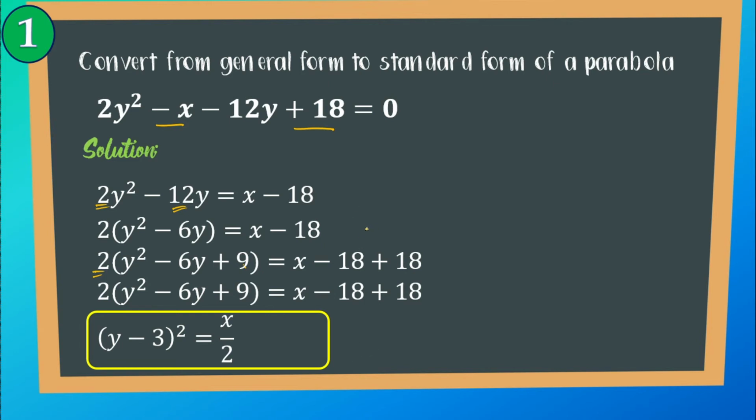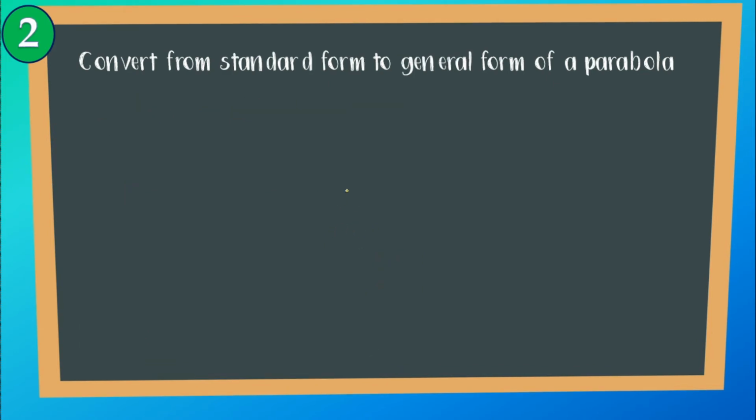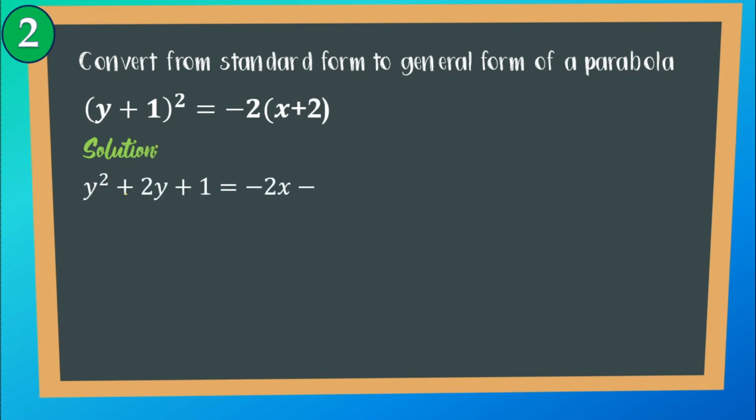Okay, so next, convert from standard form to general form of a parabola. So, galing naman standard form, gagawin natin into general form. Medyo madali lang to kasi we're just going to expand the equation. For example, (y plus 1) squared equals negative 2 times (x plus 2). So, square binomial to, magiging perfect square trinomial na. So, magiging y squared plus 2y plus 1 equals, distribute lang natin, negative 2x minus 4.